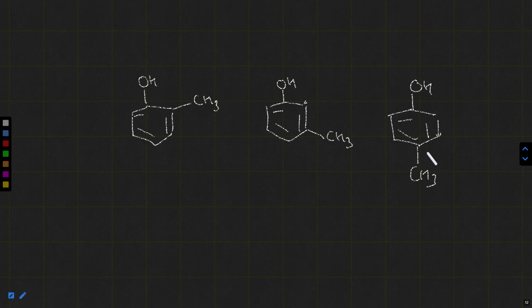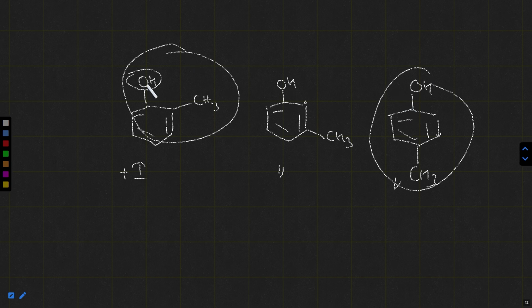Now in what ways are these electron donating groups donating the electrons to this phenol? So first, the obvious way is plus I effect. Okay, this is obvious for all of these three. All of these will have plus I effect, but in contrast to meta, these two have another effect, that is hyperconjugation effect.